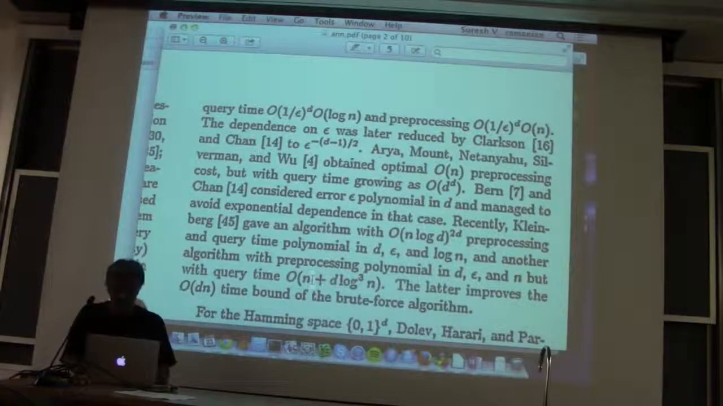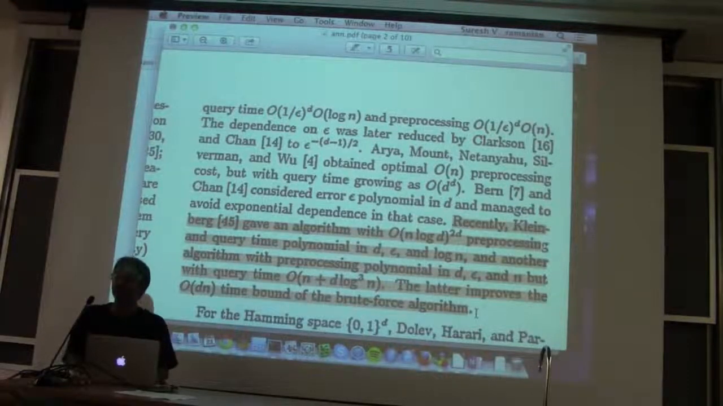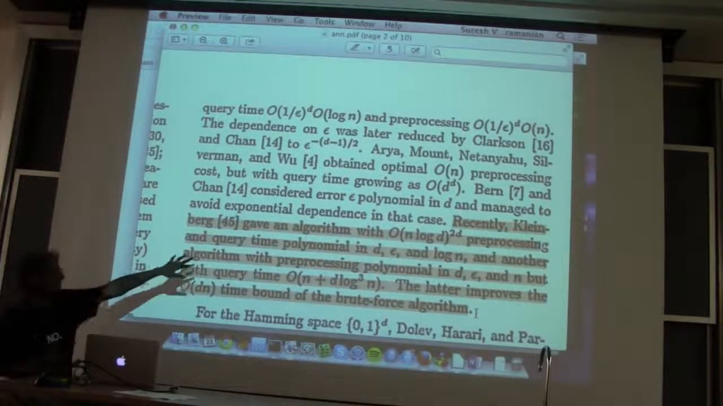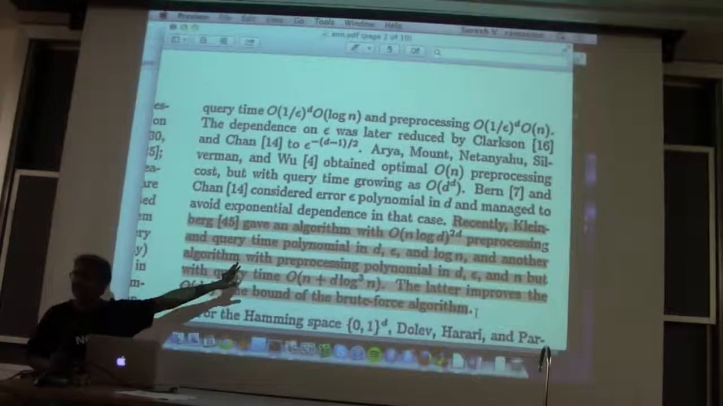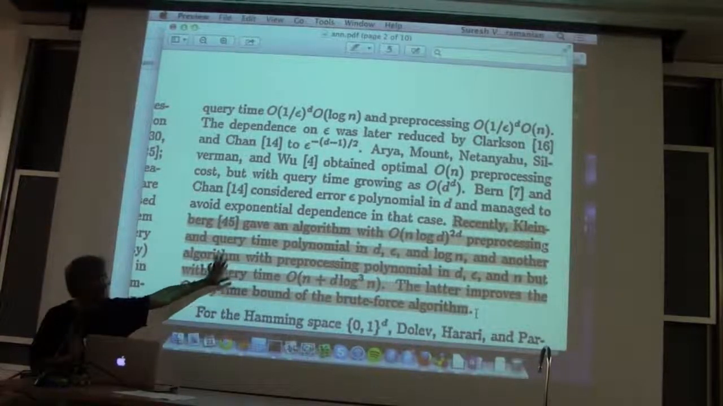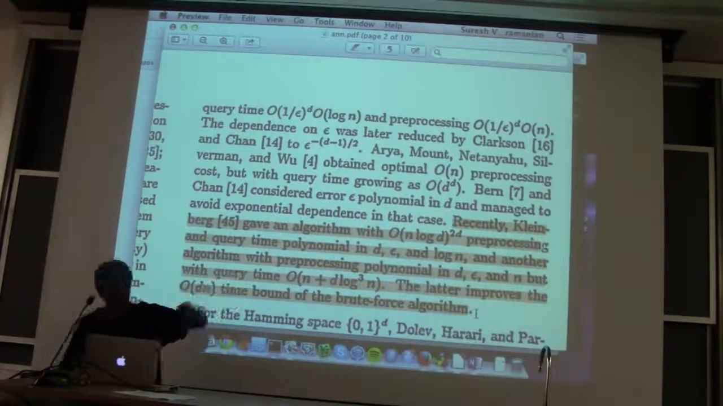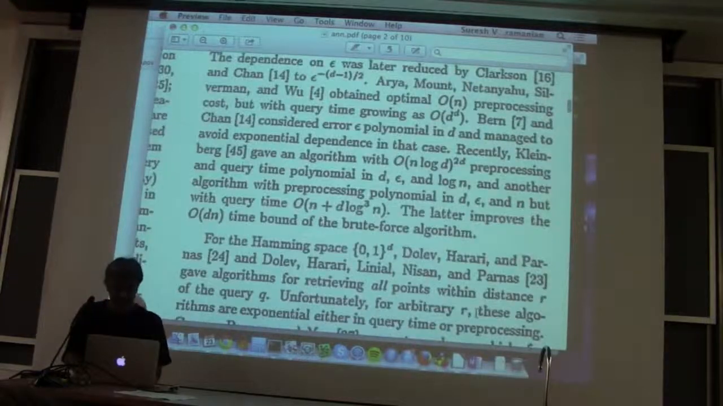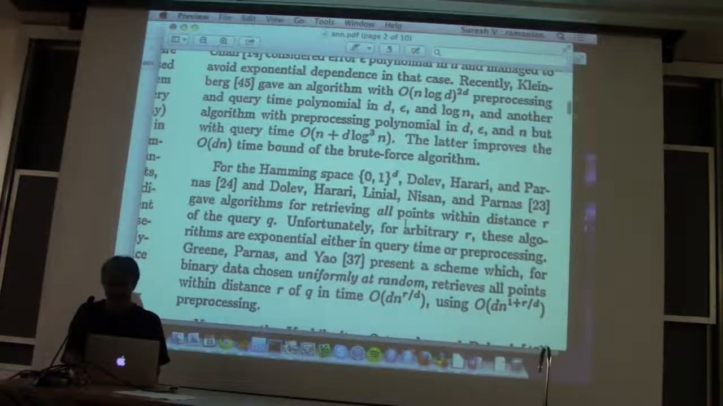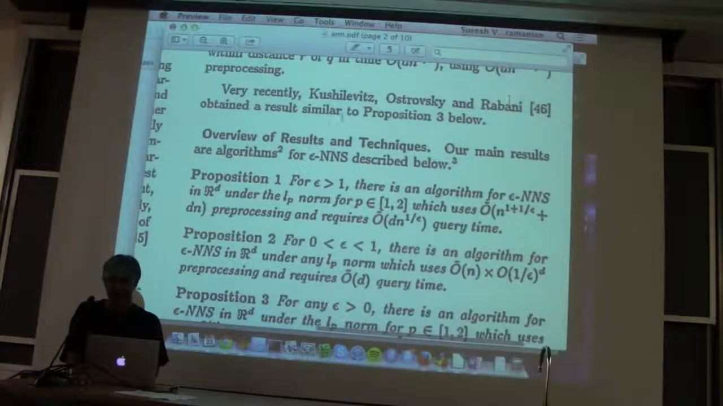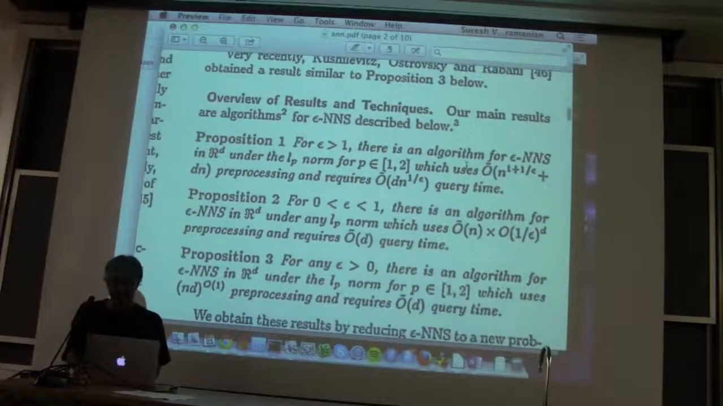So this paper seems to be the most relevant paper prior to this one, in the sense that it does some of what this paper wants to do. It gets things that are kind of polynomial, but out of limit. So definitely this should be marked up as a paper you should read much, much more carefully. Not all the other ones, but this one, this Kleinberg paper. There's a bunch of other stuff. They gave retrieving all points. Okay, that's a different problem. That's fine. We want points chosen at random. That's a different problem. We won't worry about that. And then very recently, this paper obtained a similar result, proposition 3 below. So this paper also seems to be important. They got a similar result. And now they get their result.